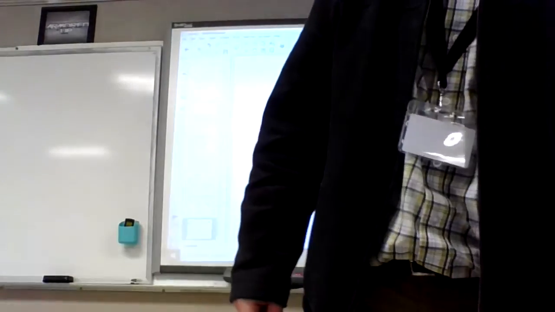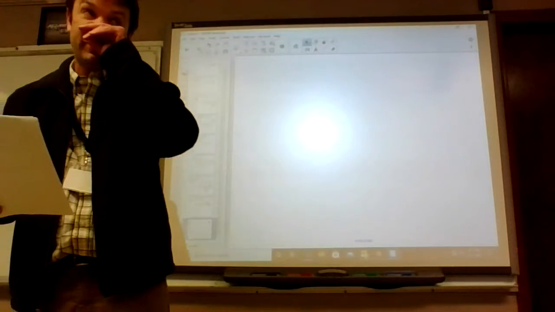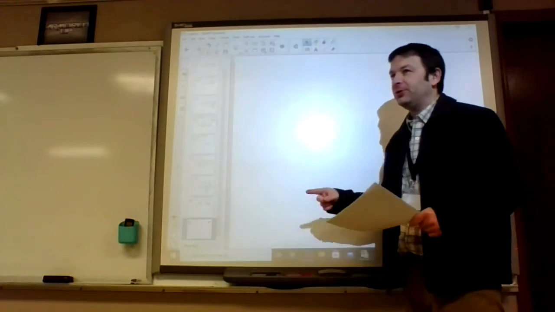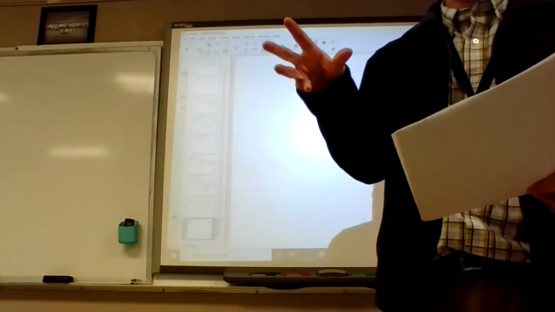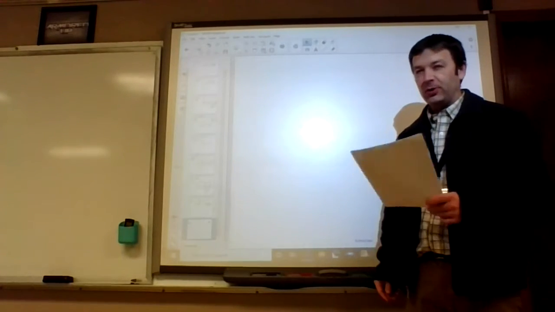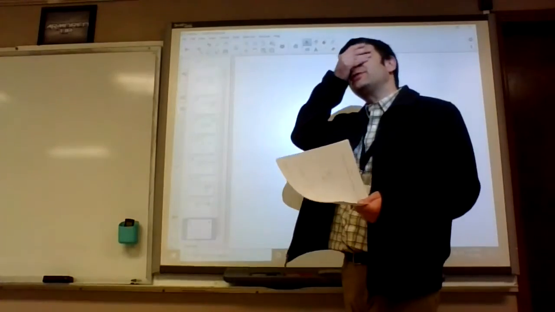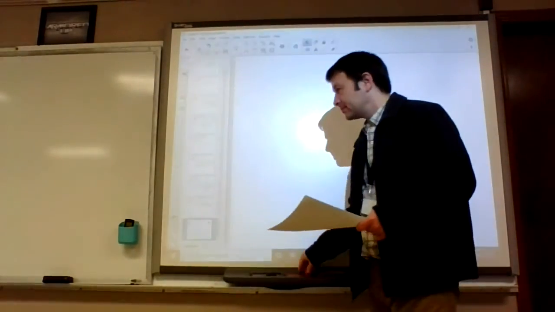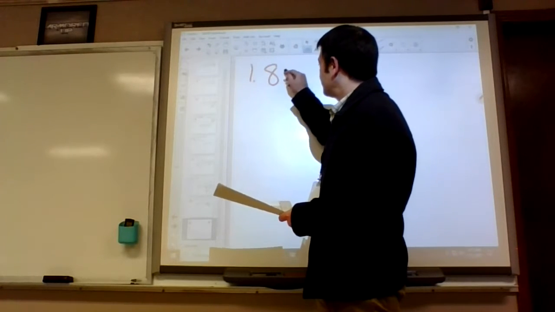Starting on number 1, how do you find the circumference of a circle? 2 times radius times pi. Or if they give you the diameter, what do we do? Diameter times pi. So on number 1, we're going to cheat a little bit and write our answers in terms of pi. So 8 pi would be the answer to number 1.